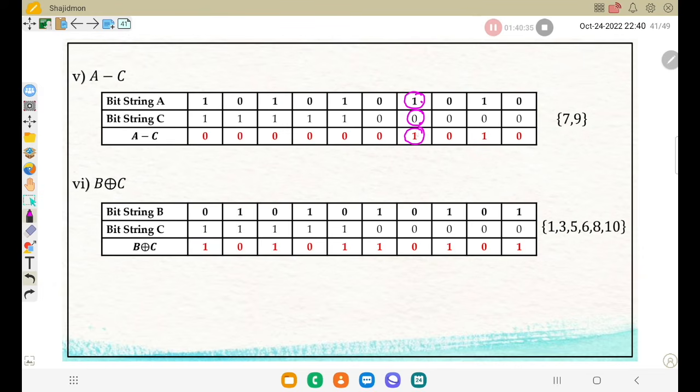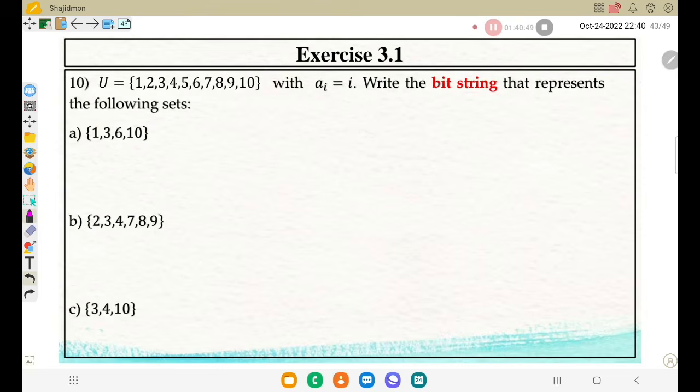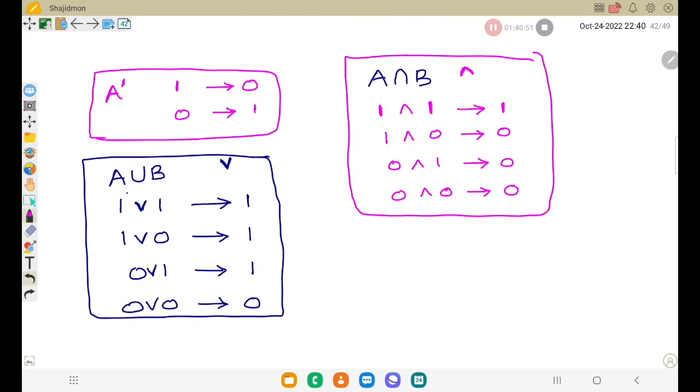A number 1, B number 0. For example, A number 1, B number also 1 means it will not be there in A minus C set. Same way 0 minus 1, it is 0. Okay, it is not in the A set. So very easy that one. A minus B defining is easy.